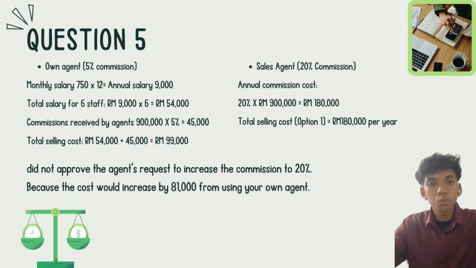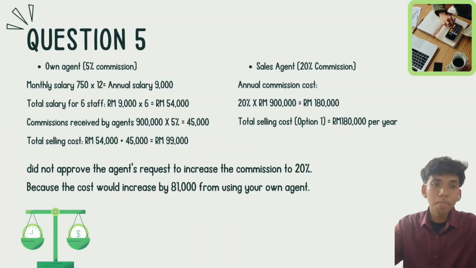At first, I will calculate the cost of our agent and the seller agent. Based on the calculation, we should not improve the agent's request to increase the commission to 20% because the cost will increase by 81,000 compared with using our agent. Because of that, I suggest to use our agent.